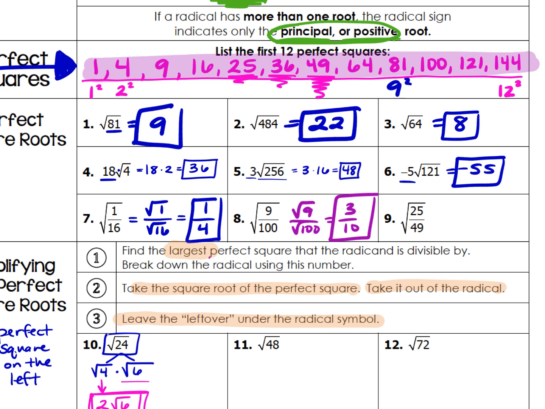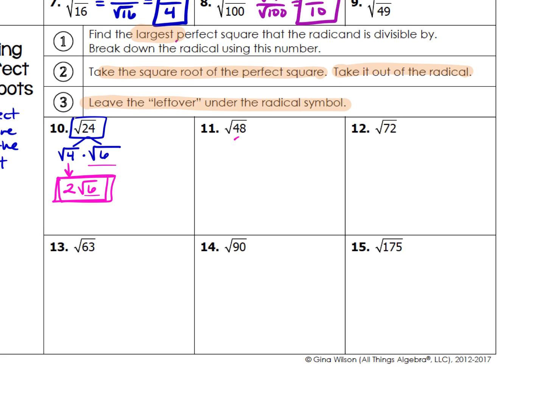48 divided by 25, 48 divided by 16. So plug in some numbers right now. Tell me which of these is the biggest number that 48 is divisible by. 16. If you go 48 divided by 16, what do you get? 3. Okay, so that means this. Your perfect one goes on the left. The one that's not the perfect square goes on the right. Which one was perfect? 16 is a perfect square. 3 is not a perfect square.